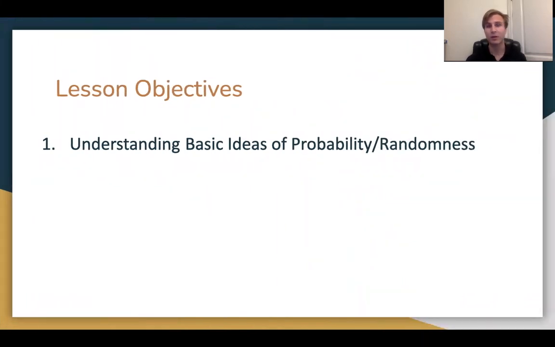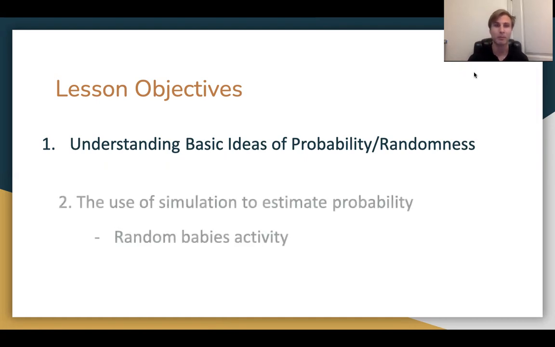Following this lesson, there will be two objectives that I want to accomplish by the end. The first will be understanding basic ideas of probability and randomness, specifically being able to determine and interpret probabilities from simple events. The second learning objective is the use of simulation to estimate probability, and we will be doing this using the random babies activity, which is an applet that was created by Professor Rossman and Professor Chance here at Cal Poly.